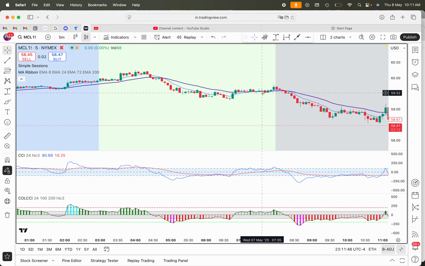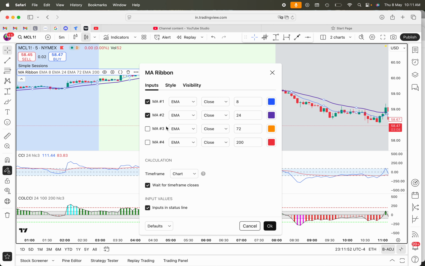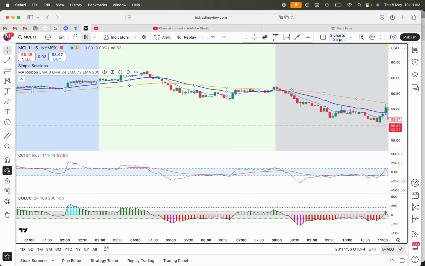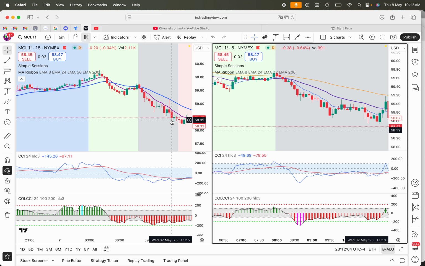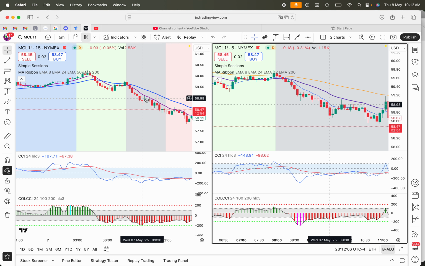Now, would I go long here? I probably wouldn't. I engage a 72 EMA on a 5-minute chart, and you might be thinking, well, why the 72? It comes from this 15-minute chart.